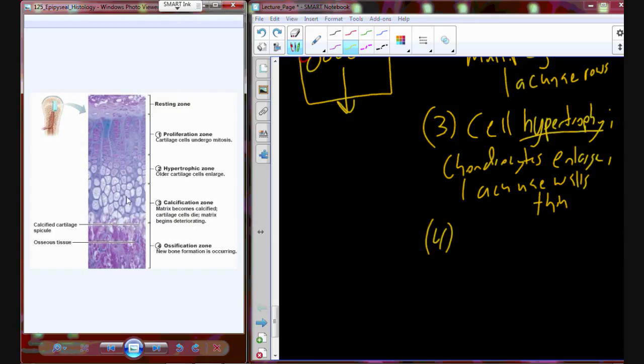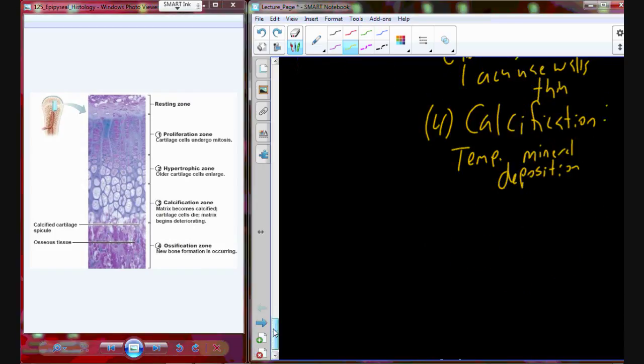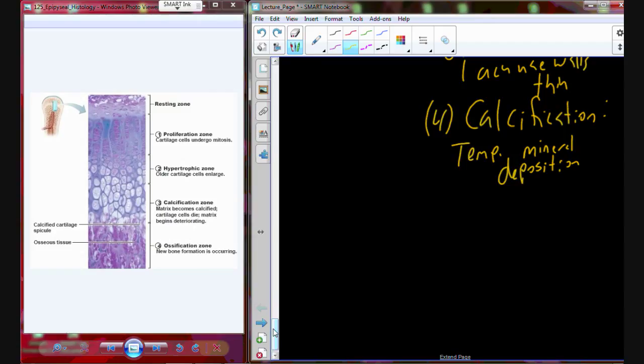And as these larger cells begin to move into the fourth zone, this will be the zone of calcification. That zone of calcification is going to be exemplified by our temporary mineral deposition. What you can see here is that these cells begin to kind of disappear and the tissue gets a little bit different in its coloration in the staining process. That's because there are some temporary minerals being laid down. We're not yet at a point where we've actually hardened the tissue enough; we're just depositing those minerals.